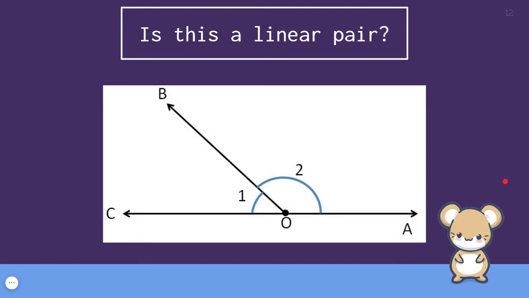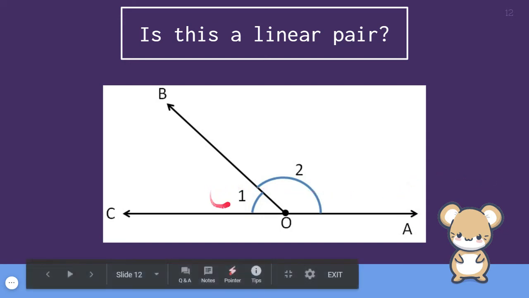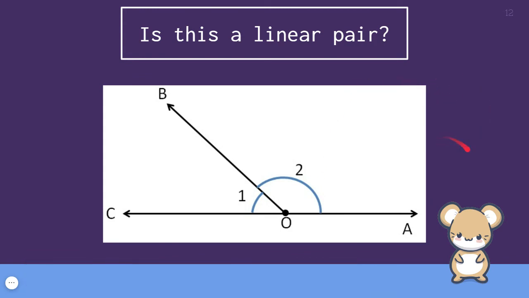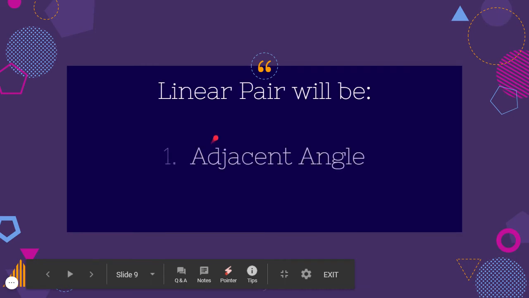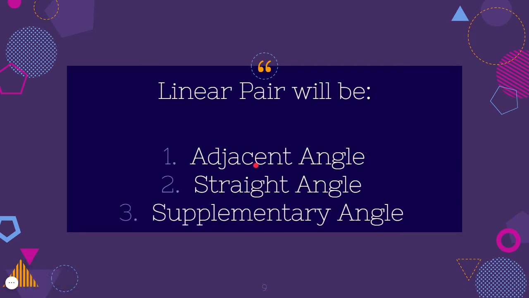Let us look at one more question. You have to find out if this is a linear pair. Now here I can see I have one angle over here. I have the second angle over here. Now I want to find out if this is a linear pair. My first step will be to check my 3 points. My 3 points for a linear pair are adjacent angles, straight angle, supplementary angle. If these three are met, I will find a linear pair.